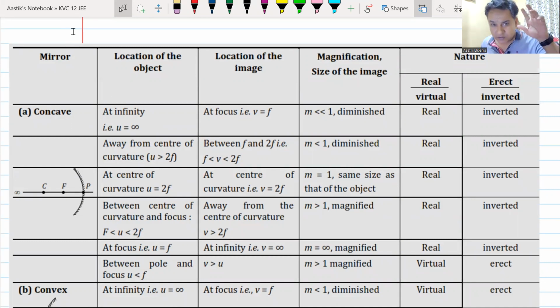Okay. Position of the object and position of the image. There are 6 positions of the object. Number 1, number 2, number 3. I hope everyone knows these positions. Yes or no?